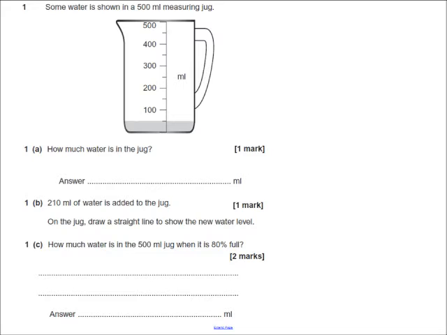Let's start with the first question on this Unit 3 paper, which has a jug of water, and some water is shown in this 500 millilitre measuring jug. Question 1a is asking us how much water is in the jug. So this is a question on scales, and if this is 100 millilitres, then our water comes up to 50 millilitres. A nice gentle lead-in into the paper.